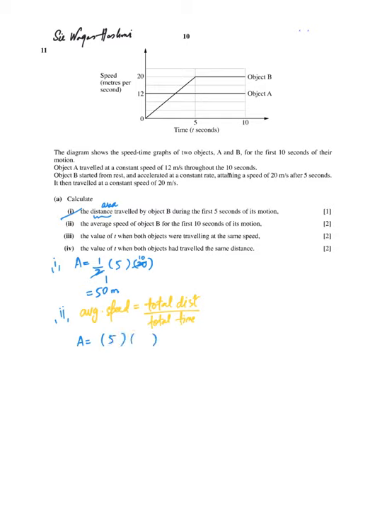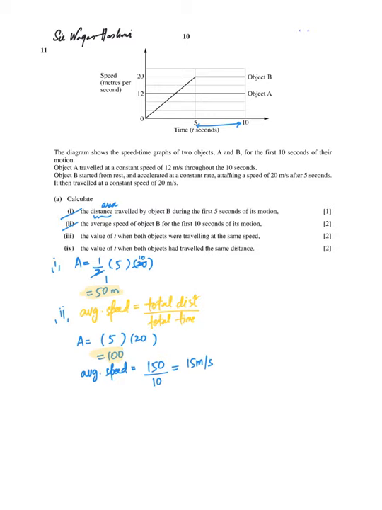Length is 5, that is the difference of these two, and height or breadth is 20. So 5 times 20 is 100. Alright, so average speed: in the numerator we have total distance. For total distance you need to add these two values, 50 and 100. When you add them you will get 150, divided by total time, which is 10 seconds. So the answer is 15 meters per second, that is your average speed.